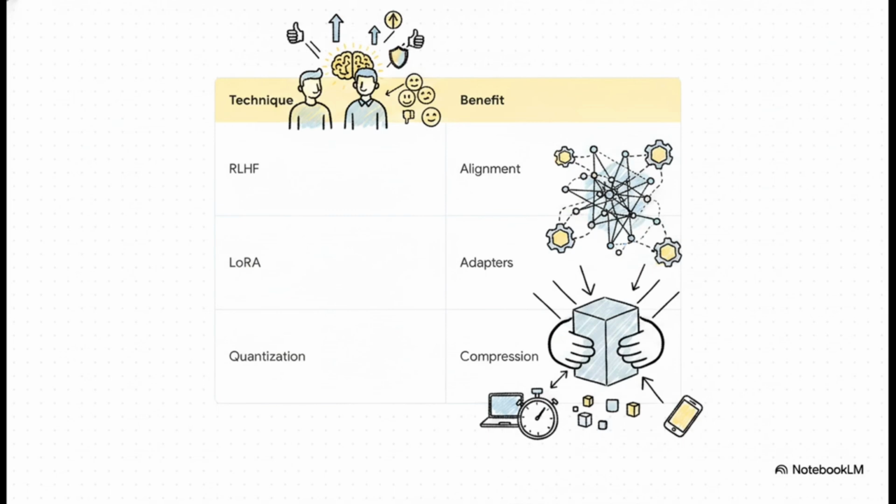Finally, let's look at advanced optimization, RLHF, LoRA, and quantization. These are your go-to techniques for compressing and aligning models. RLHF uses reward models based on real human feedback to ensure the AI behaves safely and actually aligns with human values. LoRA provides parameter-efficient fine-tuning. It uses lightweight adapters instead of changing the entire massive model. And quantization, that literally compresses the model, drastically speeding up inference times so you can actually run these incredibly powerful tools on standard everyday consumer hardware.